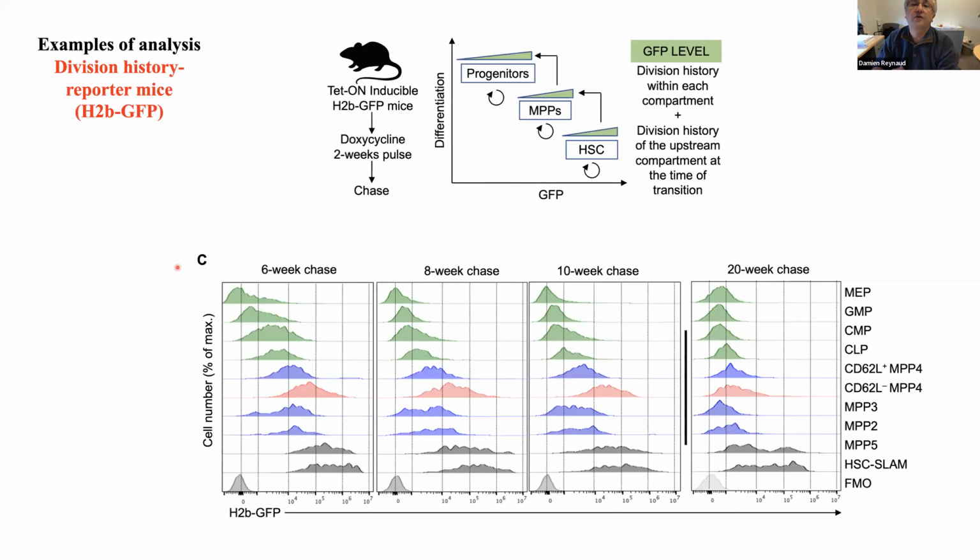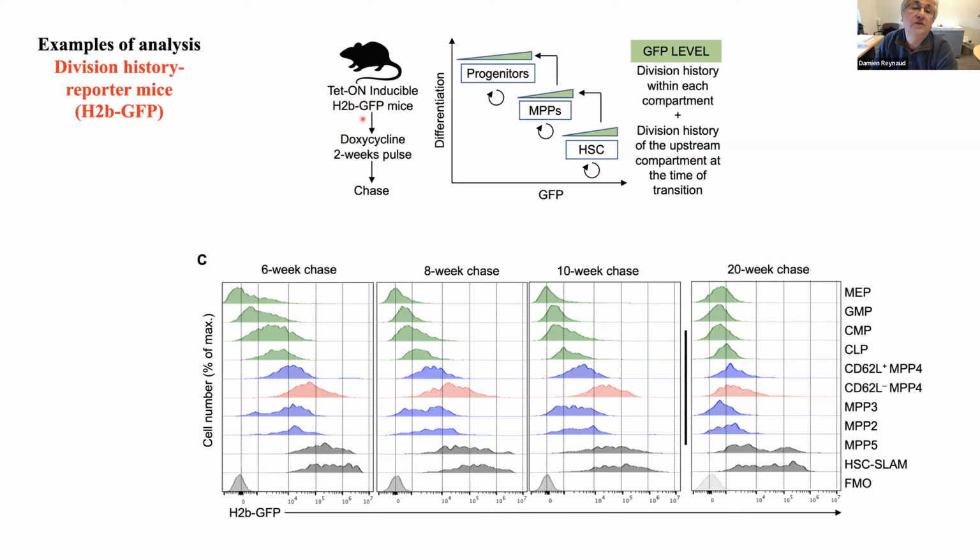The last thing that we have done is to look at the division history reporter mice. I'm not going to develop too much, but it's the H2B-GFP mice. It's a mouse which is able to express a protein fusion between histone 2B and GFP. This is an inducible system, induced by the introduction of doxycycline. When the doxycycline is present, this protein fusion is expressed and will be incorporated in the chromatin.